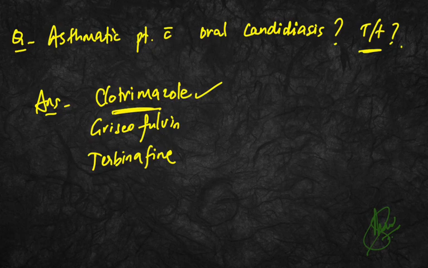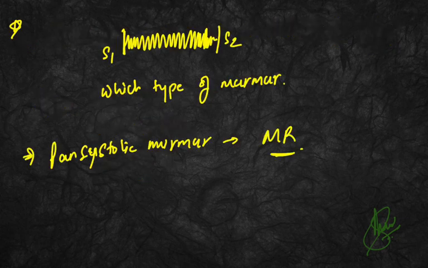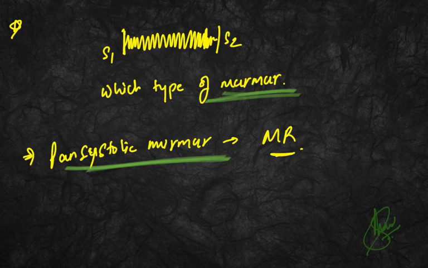Now, asthmatic patient with oral candidiasis, what is the treatment of choice? Clotrimazole, griseofulvin, or terbinafine? So clotrimazole is the treatment of choice, not terbinafine, not griseofulvin. Now this type of murmur was given, a pansystolic murmur, and it is seen in mitral regurgitation, MR. So this is the right answer.